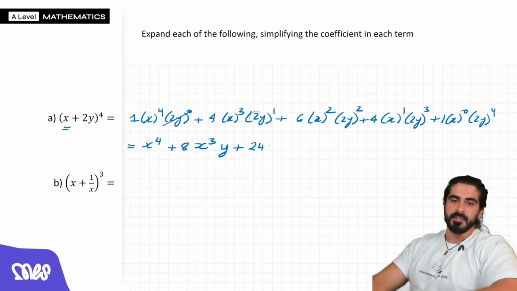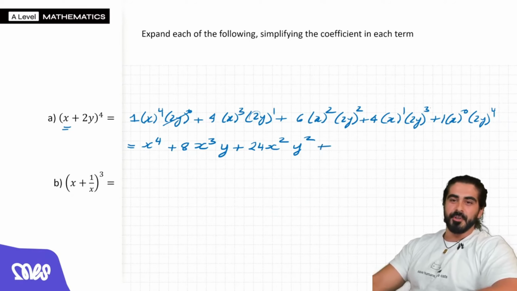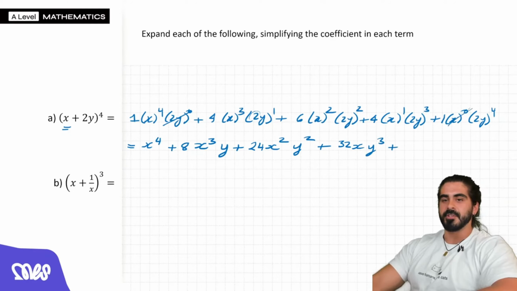Don't forget we have the x squared. Then we have y squared. BIDMAS, we use parentheses. That's very American. The next one, 2 cubed is 8. 8 times 4 is 32. Then we have x to the power of 1, which is just x. Then we have y cubed. Plus, last one, x to the power of 0, remember that's just 1. 2 to the power of 4, 16. y to the power of 4.